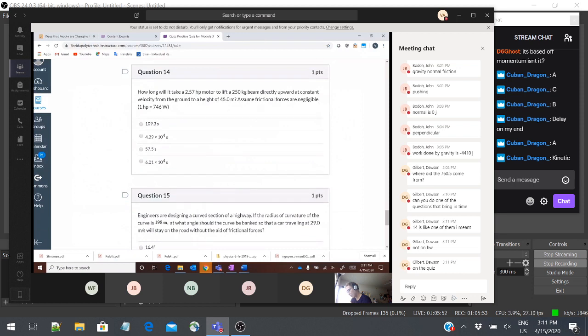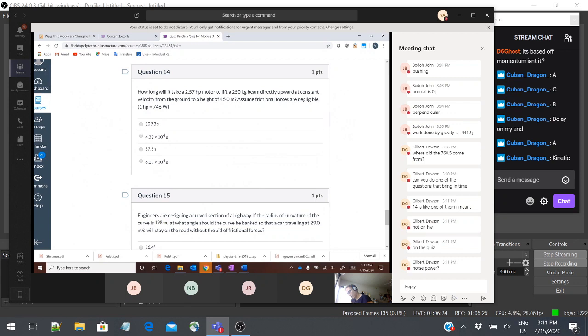Okay, one with power. How long will it take a 2.57 HP motor, what does HP stand for? Horsepower. And it conveniently gives you the conversion right there. To lift a 250 kilogram beam directly upward at constant velocity from the ground to a height of 45 meters. Assume frictional forces are negligible.